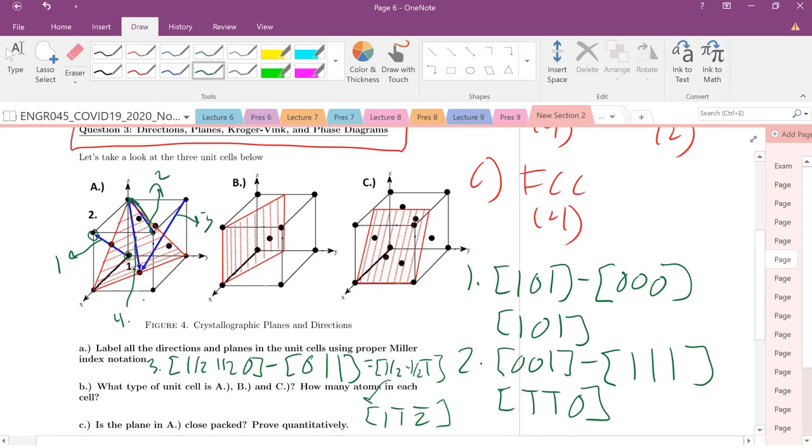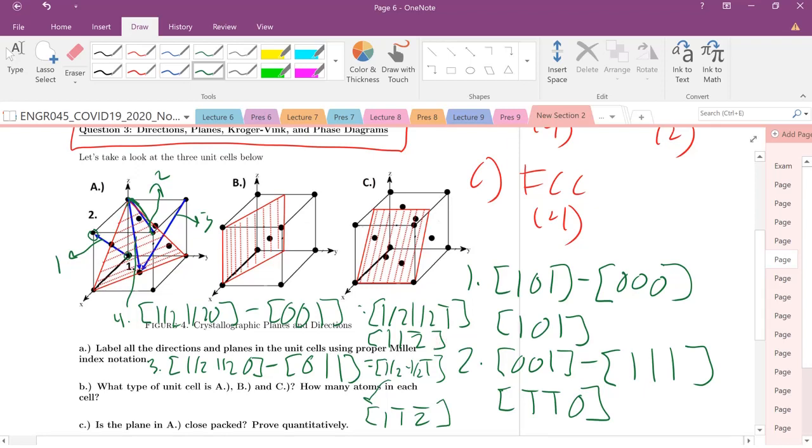And then finally for 4, again, we're ending up at that 1 half, 1 half, 0. And here we're starting at 0, 0, 1. So we subtract that, we get half, half, 0 minus 1, which is minus 1. So we get 1, 1, 2 bar. That's it. So those are our directions.